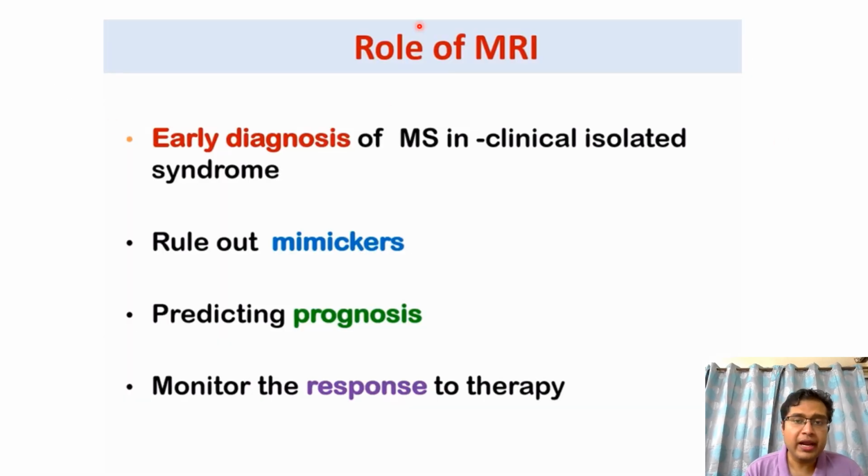So the role of MRI in multiple sclerosis is not only in the early diagnosis, especially of the clinically isolated syndrome, which are on close follow-up, but also to rule out mimickers of the demyelinating disorders like neoplasms or other entities, predicting prognosis of the particular disease, and also monitor the response to therapy. Now this is very important, that is monitoring the response to the therapy of demyelinating disorder, and why it is so I'll be coming to in the later part of the video.